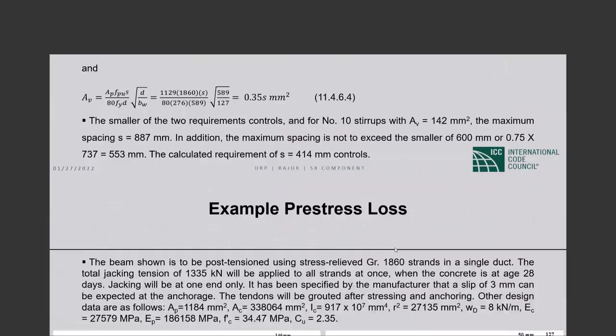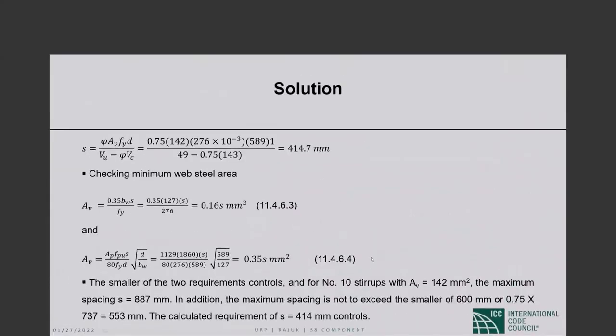So this is where you spend most of the time doing all the detailed checks from ACI, but there's no way around it. Sometimes that takes more time than doing the actual design of the steel. So based on here, if I solve this based on the minimum one, I get a spacing of 887 based on the minimum web steel criteria.